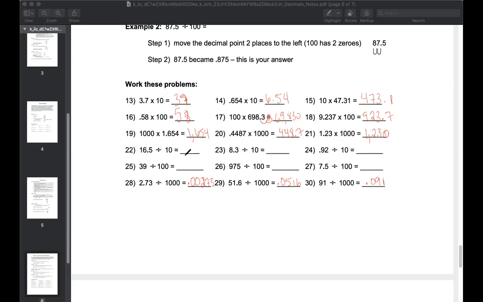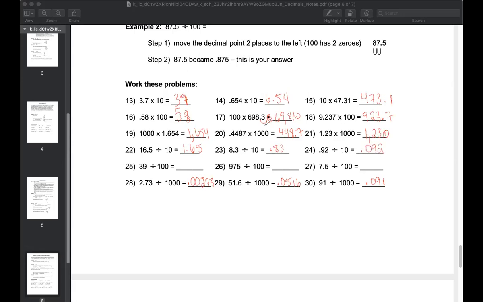We're dividing this time, so you're going to go to the left. Okay, so the first one is 1.65. Very good. The next one is 0.83. Perfect. And 0.092. Perfect.